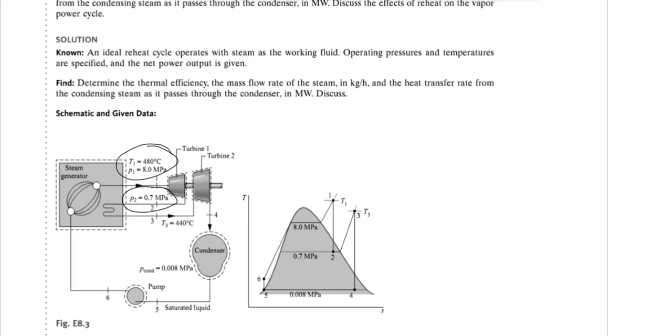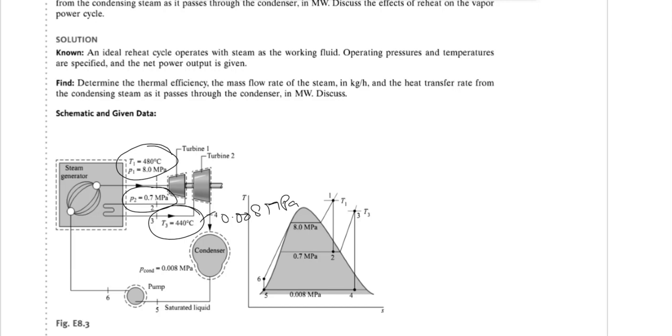Then from state 2 at a constant pressure, it is reheated to a temperature of 440 degrees centigrade. Then it is expanded from that pressure and temperature to the condenser pressure of 0.008 megapascal, or we call it 8 kilopascal. It is then condensed to a saturated liquid, and then it is pumped to a pressure equal to the boiler pressure of 8 megapascal.